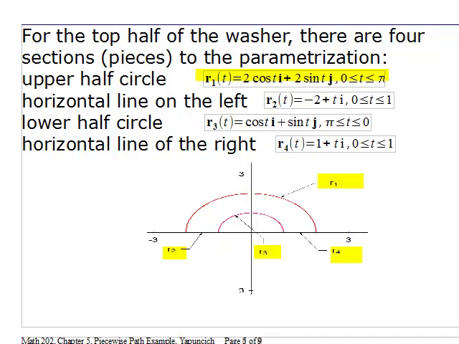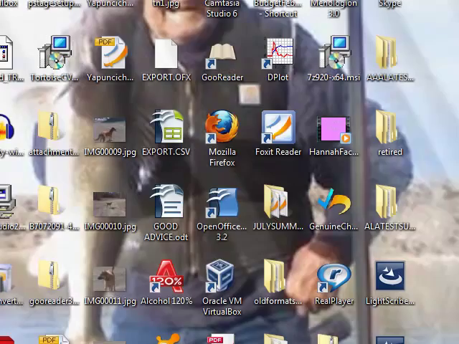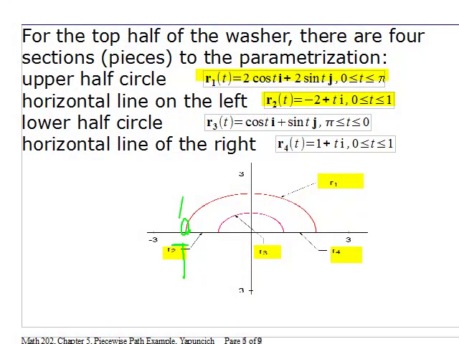Now for the next, we need to move from this point to this point. We're going to go over here like this. Then we have to come back here in this direction. So we're going to go from -2 and move back over here to 1.